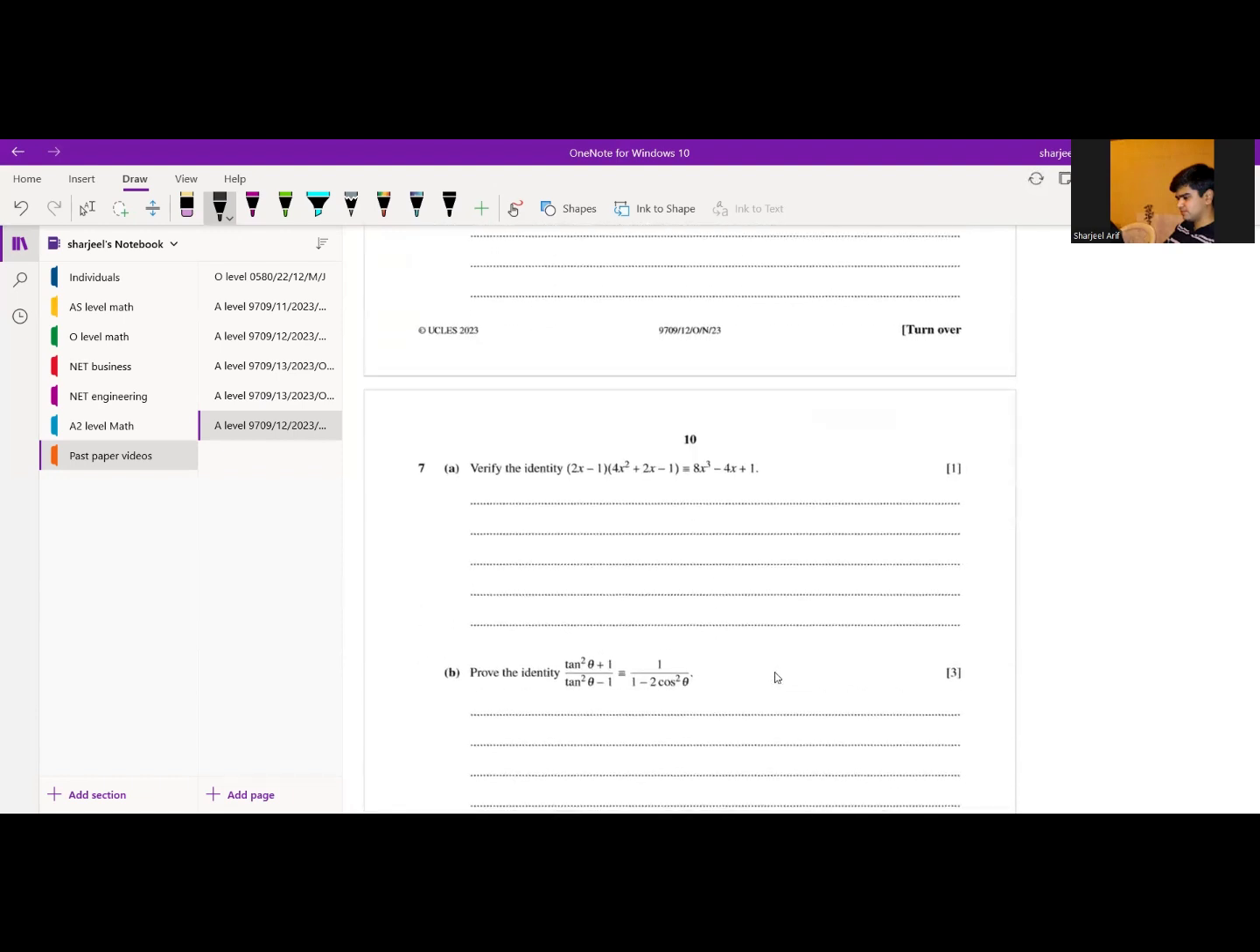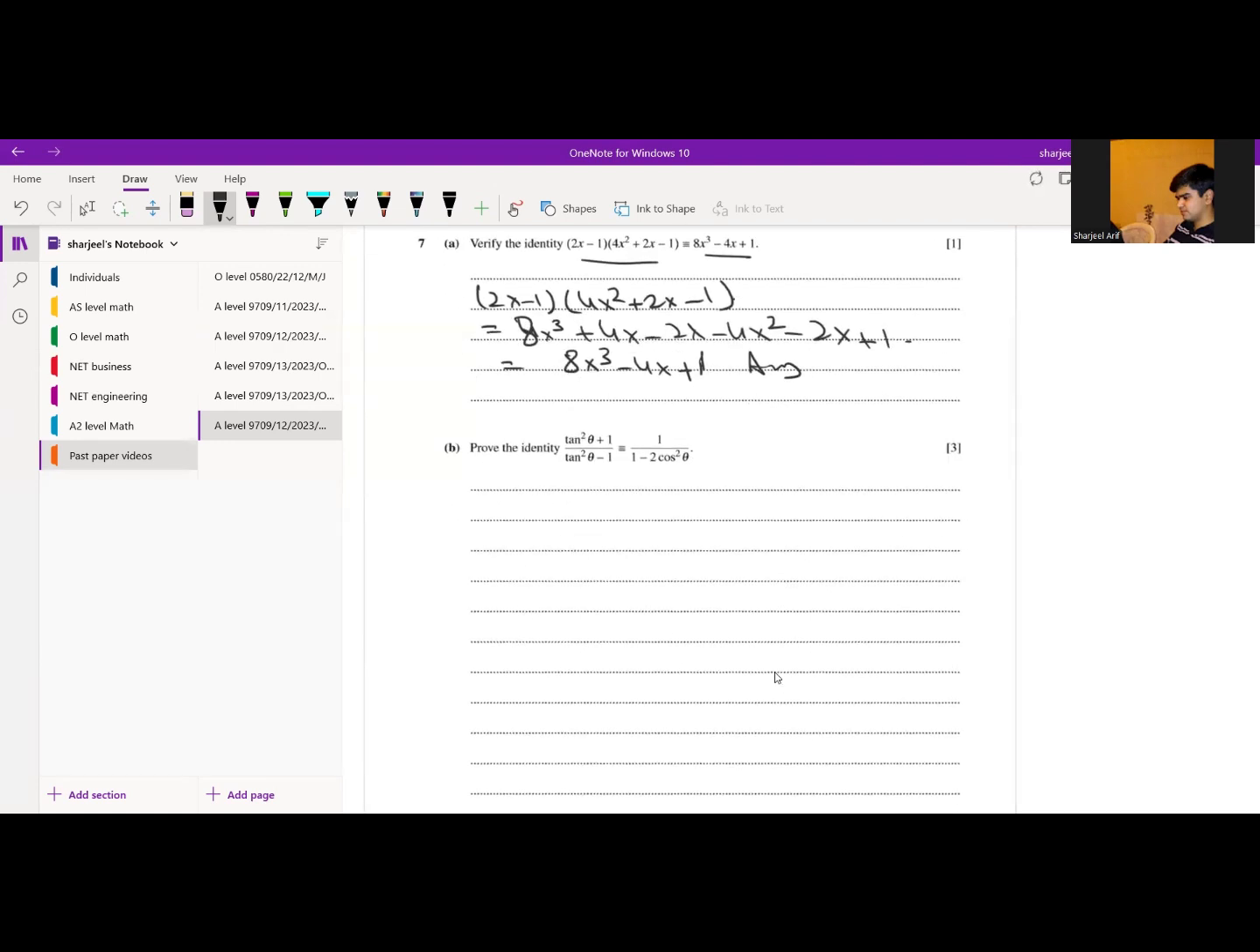For question number 7, we have to verify the identity, whether this is equal to the expanded version of the expression. So we will take the left hand side, multiply them to get 8x cube plus 4x minus 2x minus 4x square minus 2x plus 1. So this will be equal to 8x cube minus 4x plus 1, which is equal to the right hand side. So it is proved.